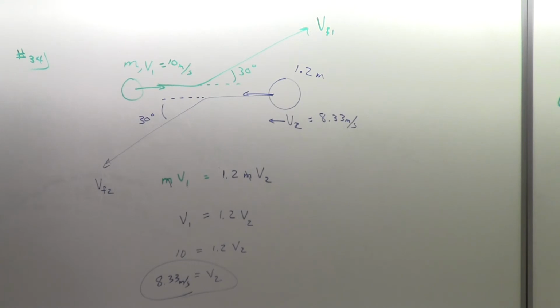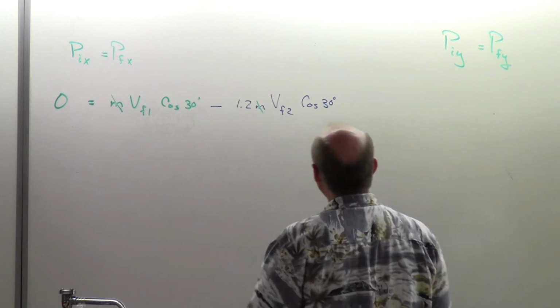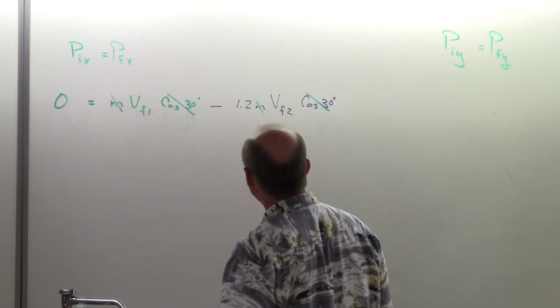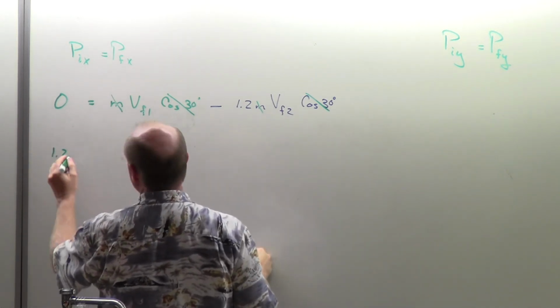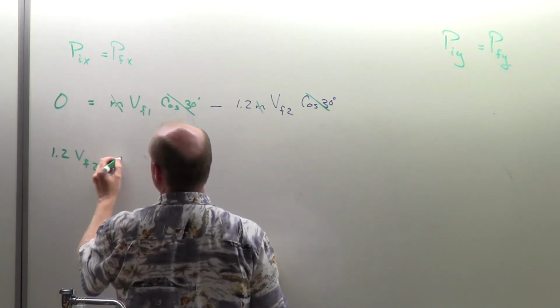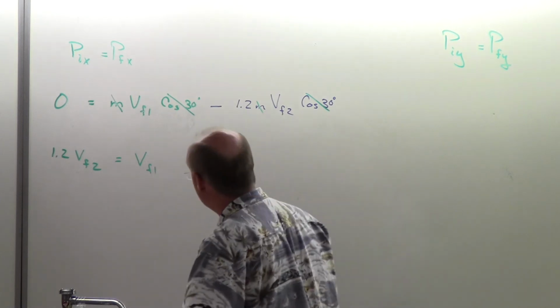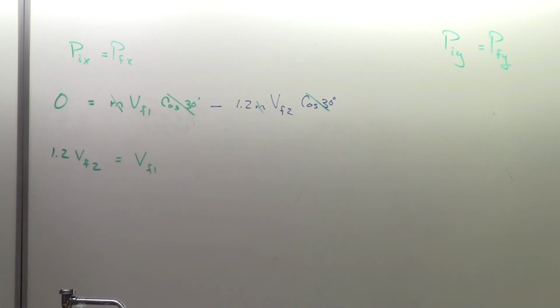And so that would be my first equation, and it looks like it works out kind of nice in the sense that the m's would cancel off. Even the cosine of 30 degrees is the same here. As I move this to the other side of the equation, 1.2 times the final speed of number 2 is equal to the final speed of number 1. And it doesn't really surprise me, but that's what this statement said here before the collision.